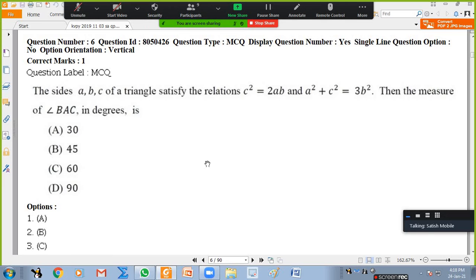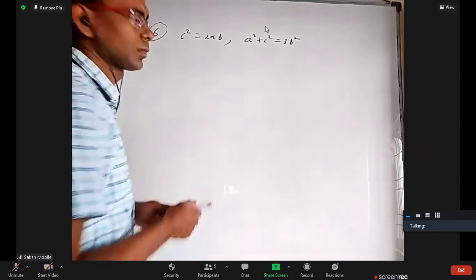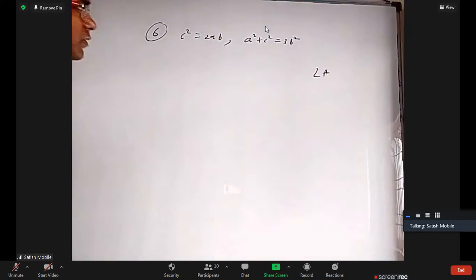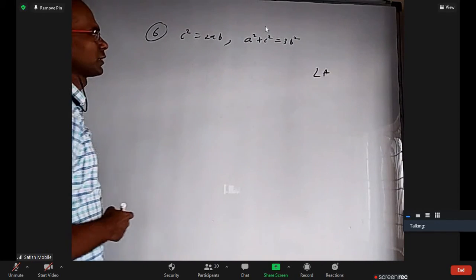Okay, question 6. C square equals 2AB. A square plus C square equals 3B square. This is like a properties of triangle question, and they want the angle BAC, angle A basically. At least some relations between A, B, C are given, two relations, so we should be able to find some idea.